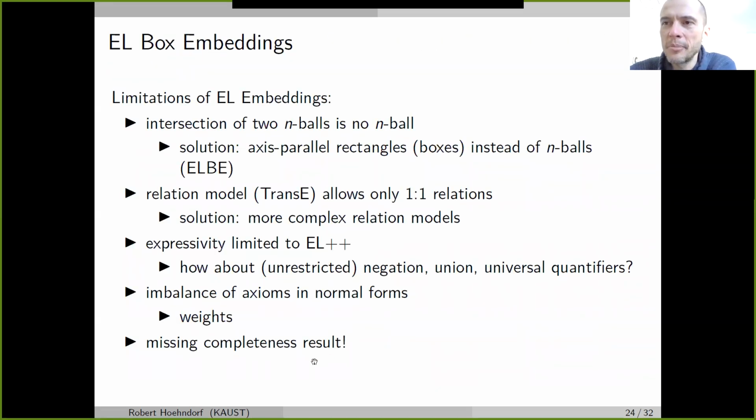We can actually prove that it's not possible to generate a geometric embedding based on either n-balls or on boxes for every ontology. So we know that it's not going to be complete now, but we have a number of ways in which we can extend this so that we can get closer to this completeness result now.